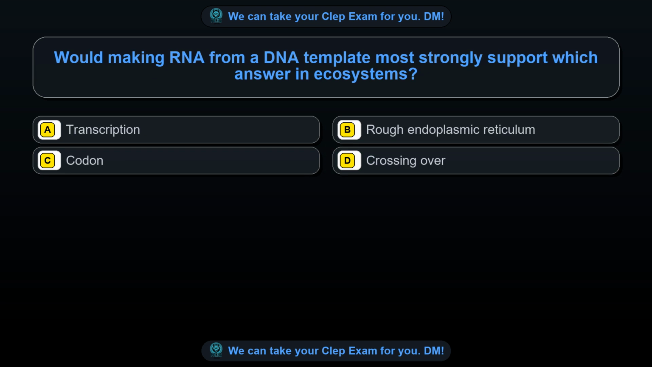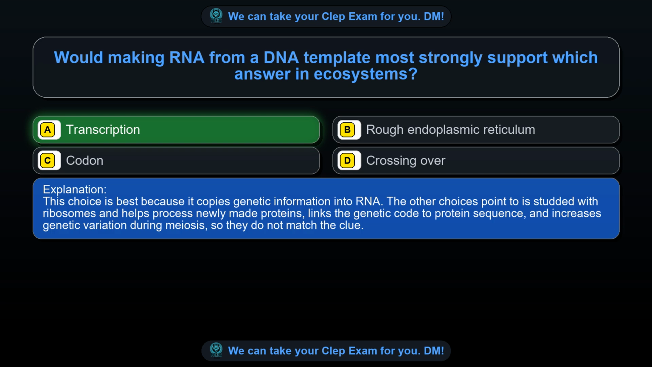Question 35. Would making RNA from a DNA template most strongly support which answer in ecosystems? Option A, transcription. Option B, rough endoplasmic reticulum. Option C, codon. Option D, crossing over. The correct answer is option A, transcription. This choice is best because it copies genetic information into RNA.